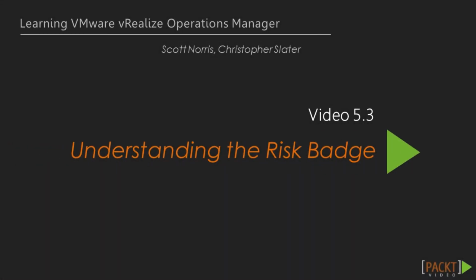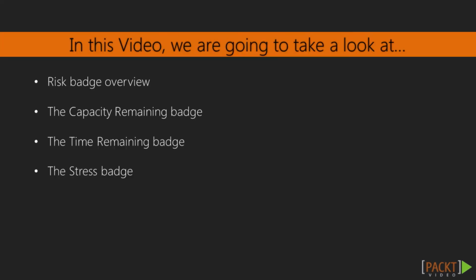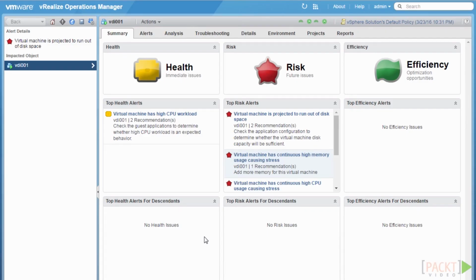In this video, we'll be continuing our journey on badges by understanding the Risk badge. We'll go through the Risk badge overview, then we'll go into the minor badges that are associated with the Risk badge, including the Capacity Remaining badge, the Time Remaining badge, and finally, the Stress badge. Since the Health badge is about looking at the current state of the environment, the Risk badge is about looking at future issues that could become health issues if left untreated.